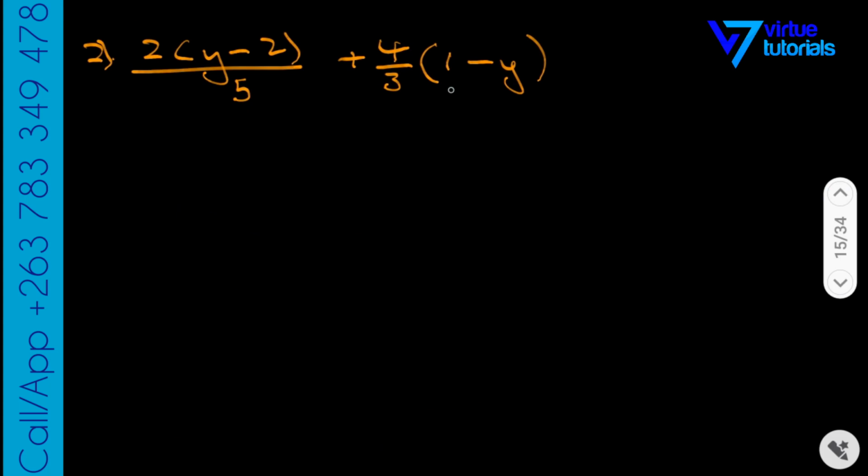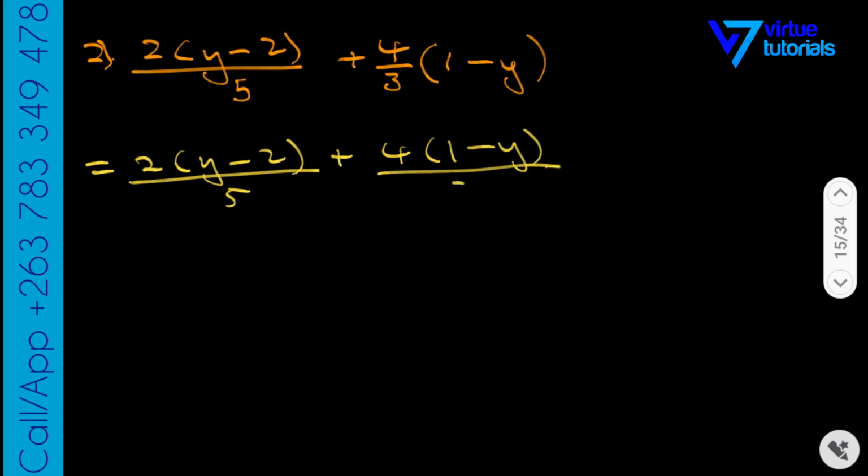Right, we've got another example here, which is 2 times (y − 2) over 5 plus 4 over 3 times (1 − y). So I just want you to know that this is the same as 2 times (y − 2) all over 5 plus 4 times (1 − y) all over 3. So 4 over 3 times that is the same as 4 times that all over 3. It's just the same thing.